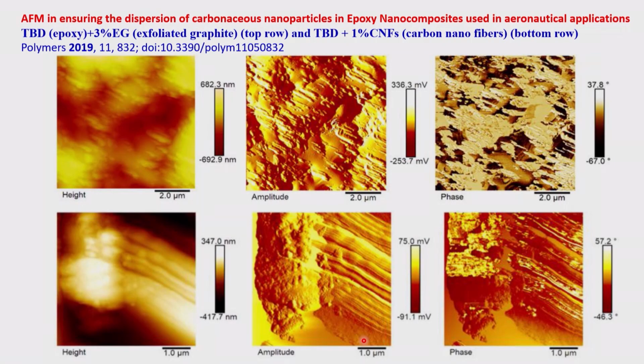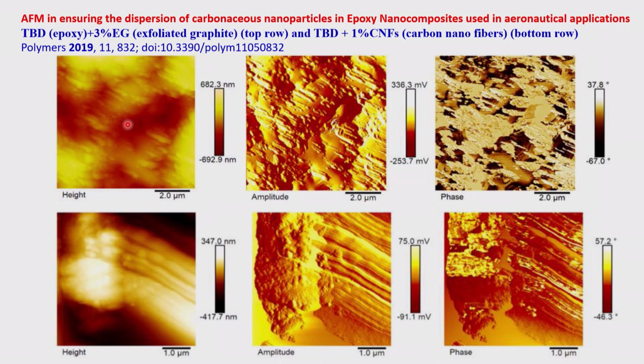We also have seen towards the end of the previous class an epoxy-based material made into a nanocomposite. The top three are for the epoxy material with 3% exfoliated graphite, and the second composite is the epoxy plus carbon nanofibers, 1%, which is the bottom one. In both cases, the AFM has measured one as a height-based pattern, another as an amplitude-based pattern, and the other as a phase-based pattern. All three give the corresponding parameters.